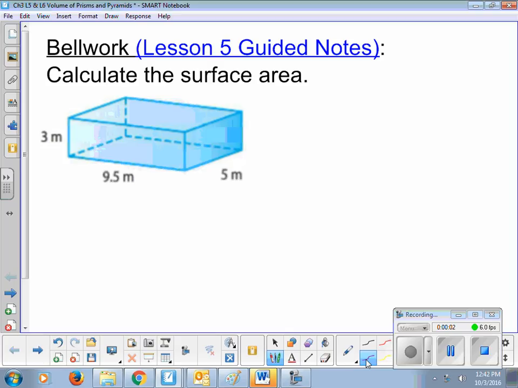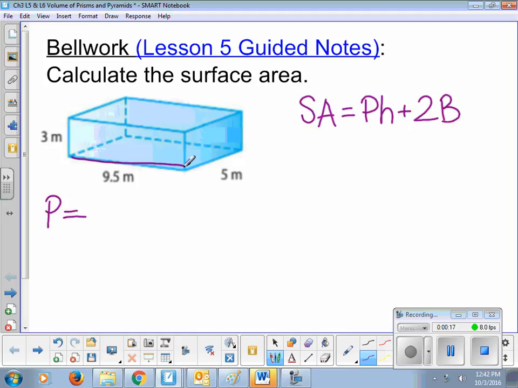Okay, for the bell work, we have a rectangular prism, so we're using our surface area formula. SA equals perimeter times the height plus 2 area of the base. For our perimeter, we're adding 9.5 plus 5.